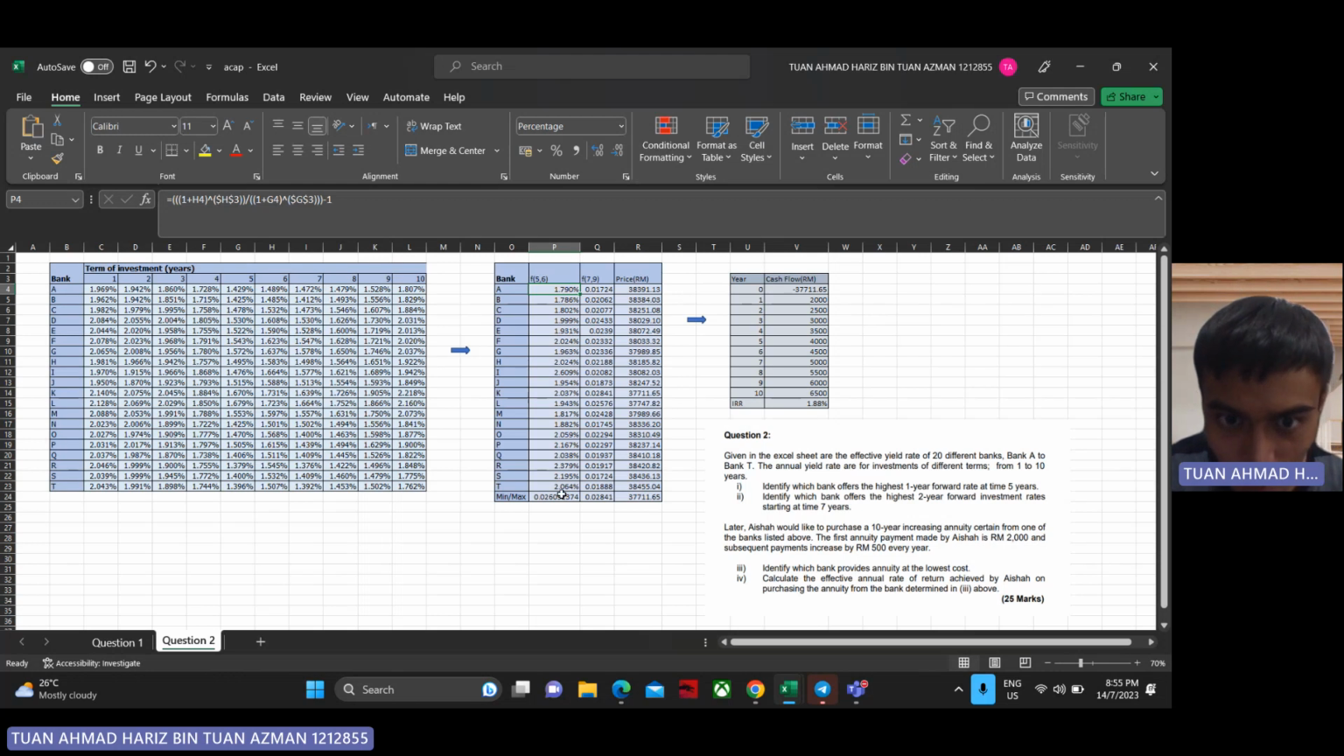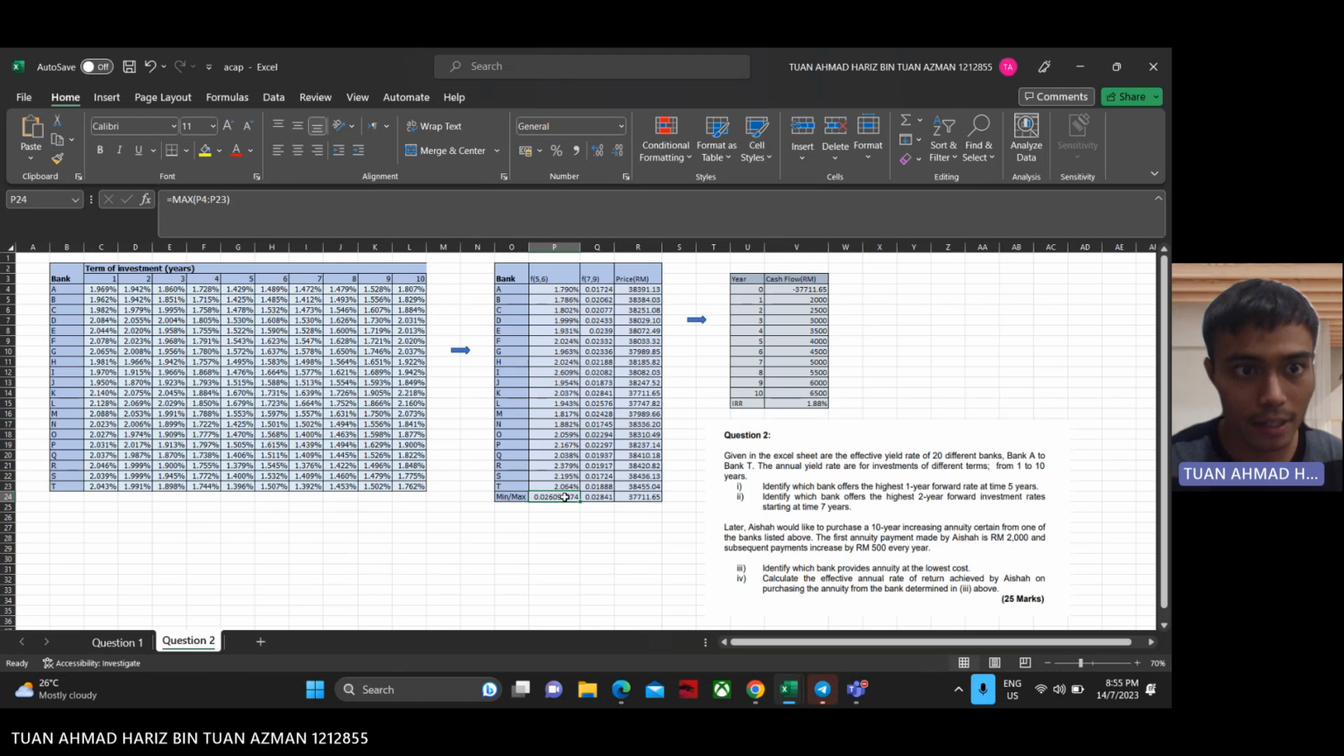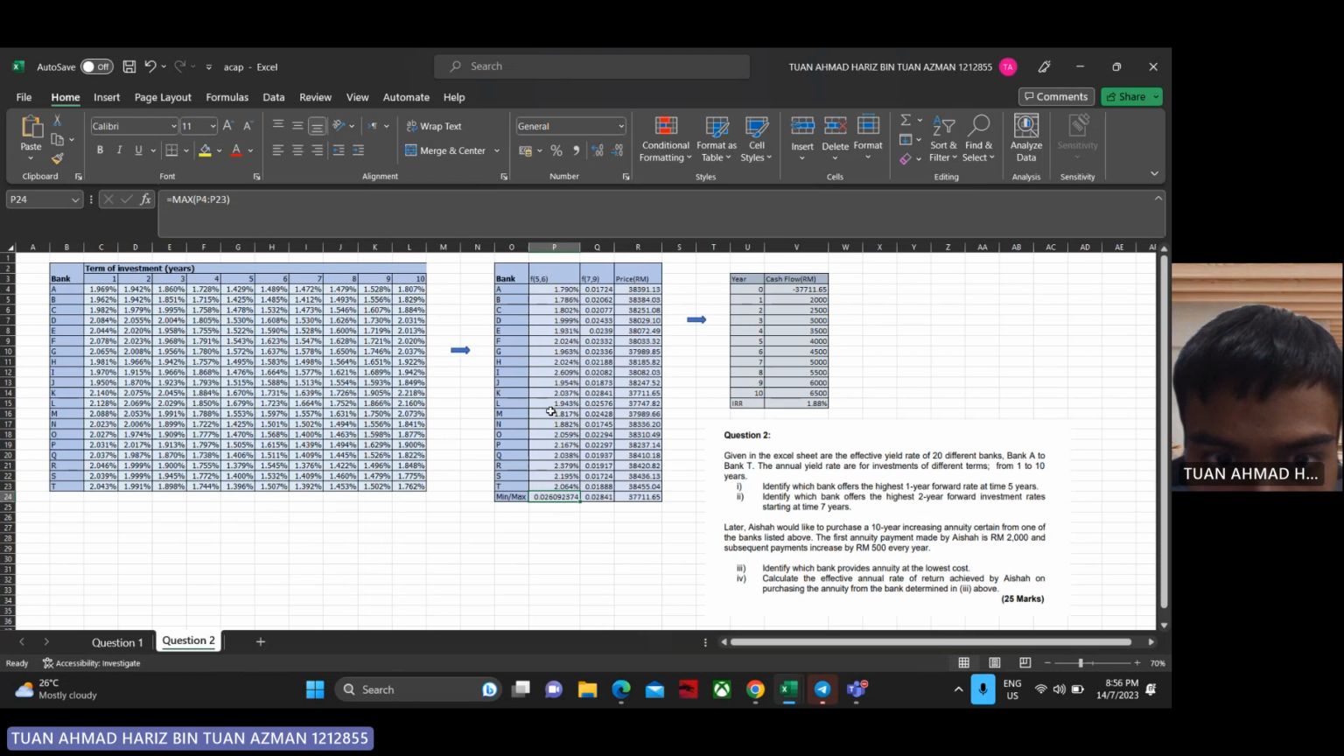And then from that, when we are done calculating it, we can use the maximum function that is given in Excel. Clicking equals and then max, with in the bracket A until T, and then close the bracket, and then we get to see that bank I is the highest that offers the 1 year forward rate at time 5 years. All right. So next question, we proceed.